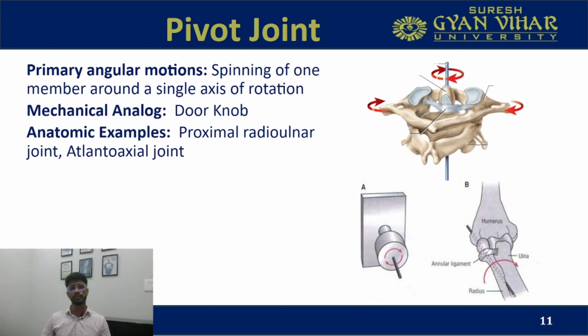Another example of this pivot joint where this spinning is occurring is the proximal radioulnar joint. This is the proximal radioulnar joint. So whenever you are doing supination or pronation, there is a spinning of one bone onto the other. This was all about the pivot joint.